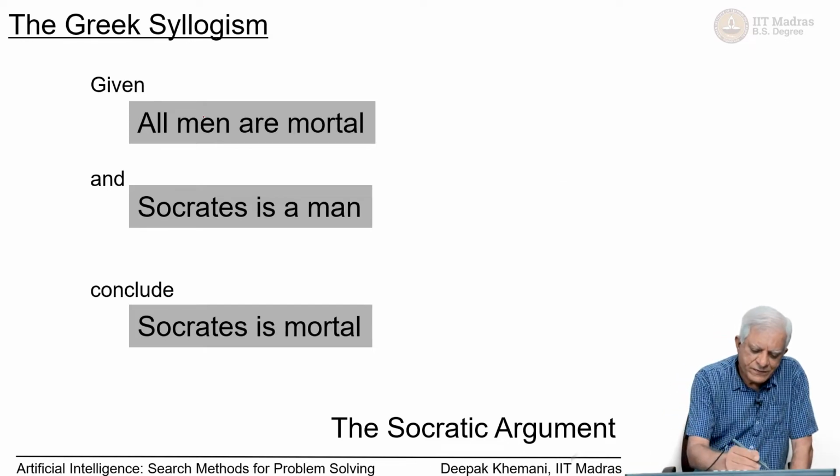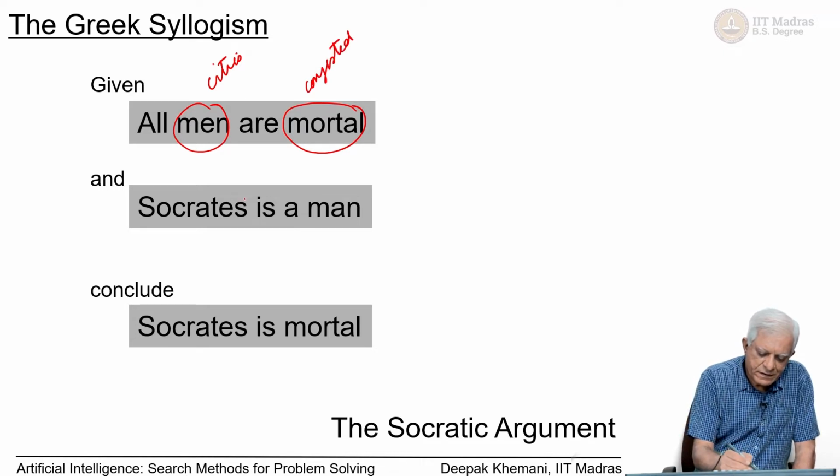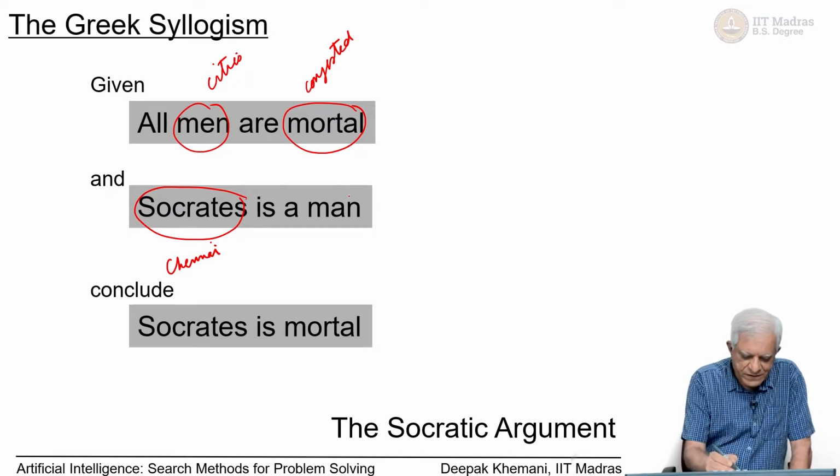So, we could have replaced, for example, men with cities and mortal with congested and Socrates with, let us say, Chennai, or any city, since we are in Chennai here, and of course, this man would be city.